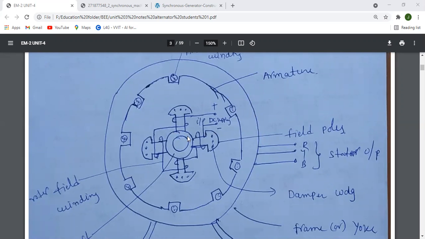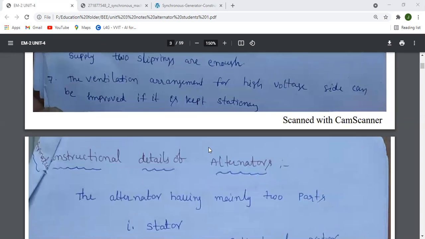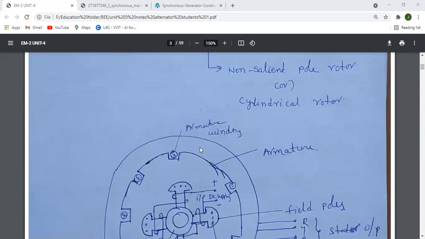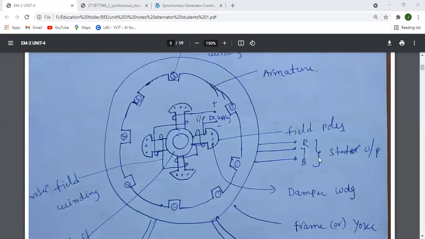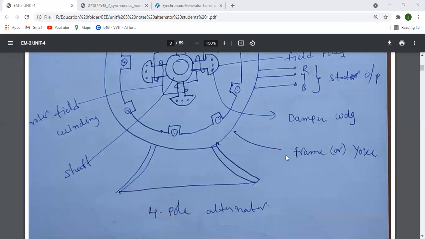This is the construction of the alternator. The armature winding is the stator winding, and it is the armature. The field winding is on the field poles. These are the three-phase connectors, R, Y, B, which give the output. And this is the frame or yoke.